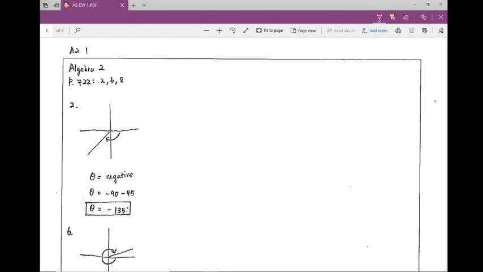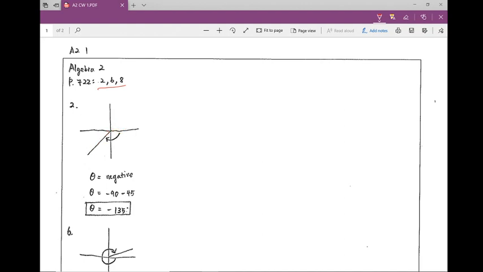Please open up your book to page 722 and we'll do these three questions first. For number 2, it reads, find the measure of each angle in standard position. If you don't have the notes with you, I have re-uploaded them to Plus Portal, but standard position is basically this position. You start with the initial side and then you end with the terminal side.